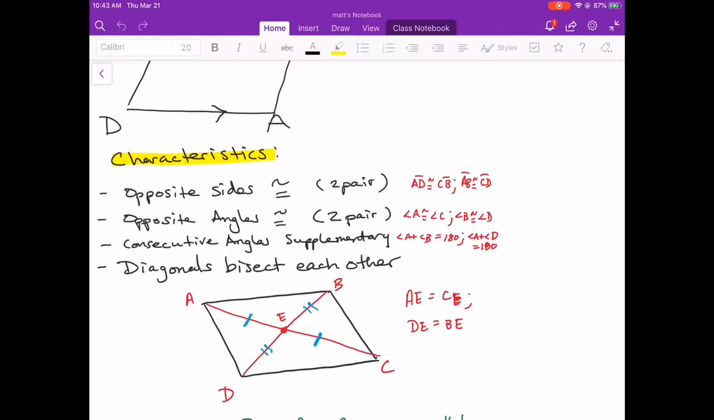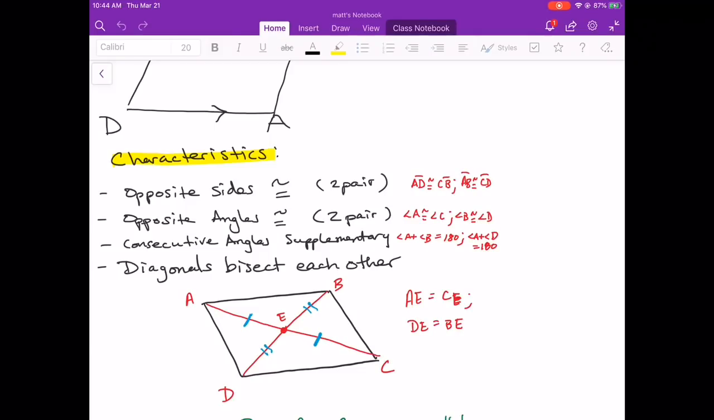I've drawn another parallelogram here, and the diagonals connect opposite angles, so A to C and B to D. In a parallelogram, the diagonals bisect each other. That means they cut each other into two congruent pieces, making E the midpoint of AC and the midpoint of DB. You can see how I've got it marked: AE and CE are the same, DE and BE are the same, again because the diagonals of a parallelogram bisect each other.